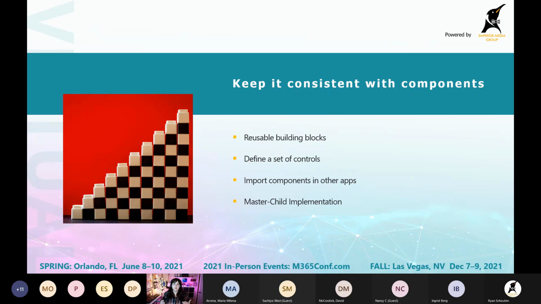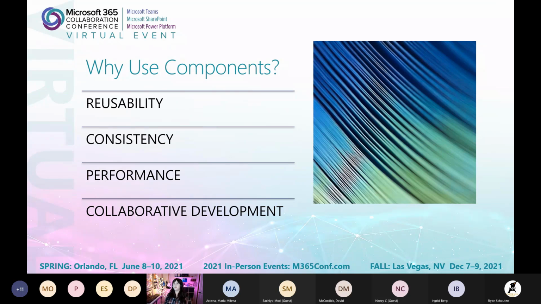So, we already have things like text boxes and galleries that we can use, right? Well, we can build our own custom components. These are good use cases that are going to help you give reusability, consistency, better performance, and collaborative development.